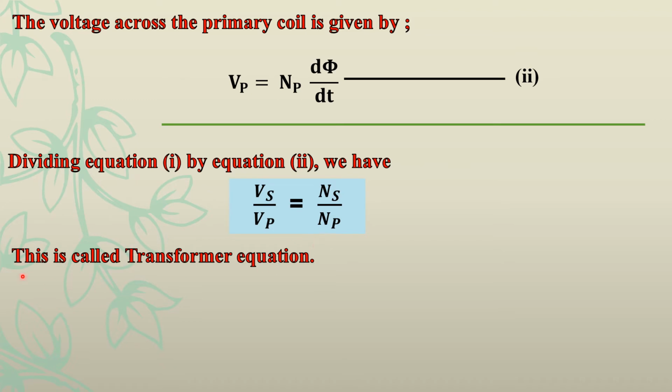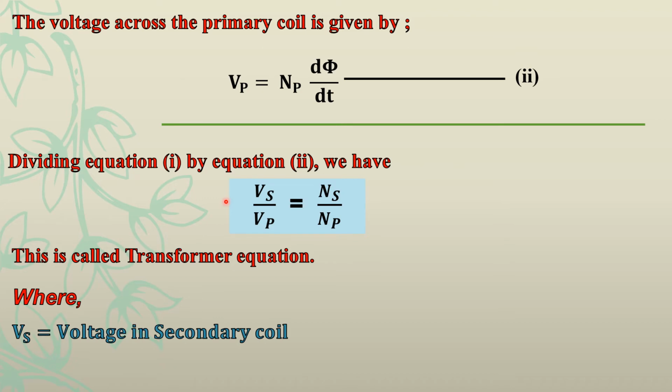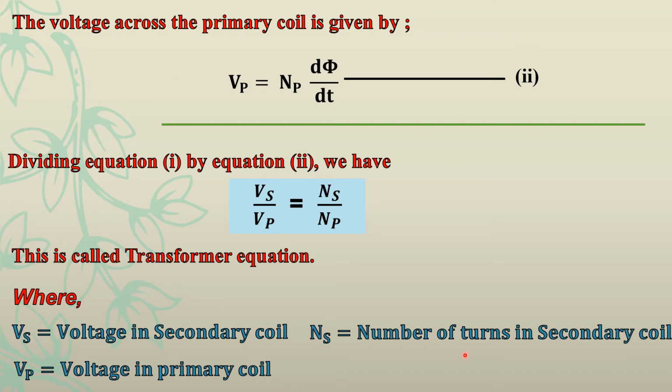This is called transformer equation, where Vs is equal to voltage in secondary coil, Vp is equal to voltage in primary coil, Ns is equal to number of turns in secondary coil, Np is equal to number of turns in primary coil.